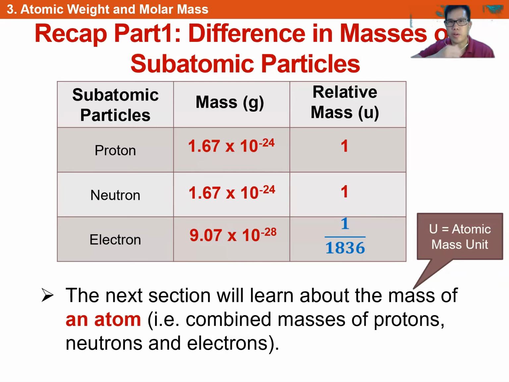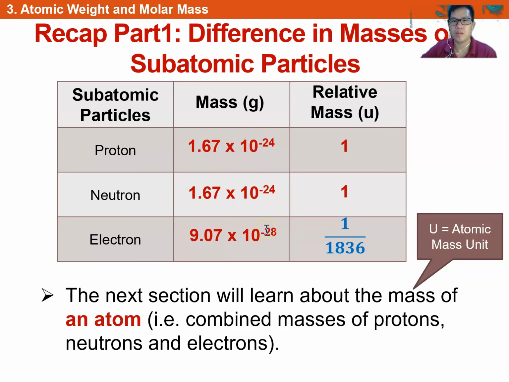Alright, just to recap here, the different masses of subatomic particles. We have protons, neutrons, and electrons. The heaviest ones are protons and neutrons. The electron is much lighter. The next section we'll learn about the mass of an atom. Basically, when you're looking at the mass of any atom, we're looking at the combination. You just add up all the masses, the mass of the proton plus this mass plus this mass.